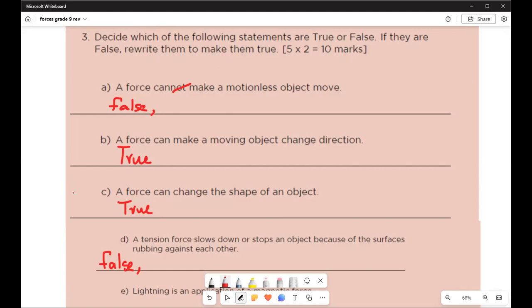Or you can replace this. You can say, okay, this is not the tension force. You can say a friction force. A friction force slows down or stops an object because of the surfaces rubbing against each other. That is a frictional force. Perfect. Let's go to E.